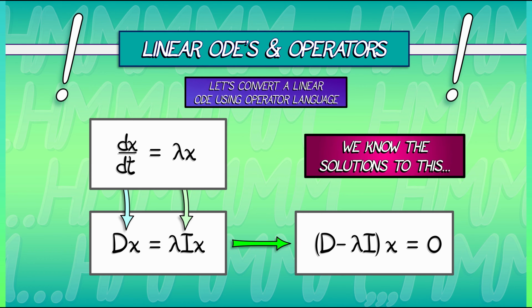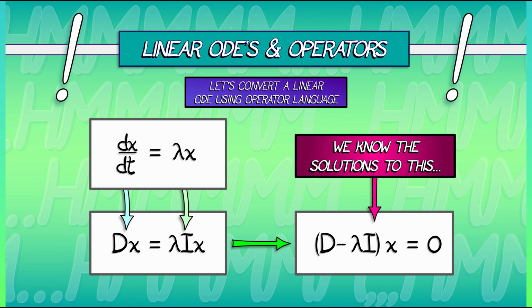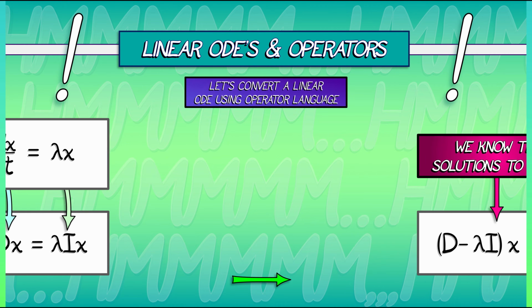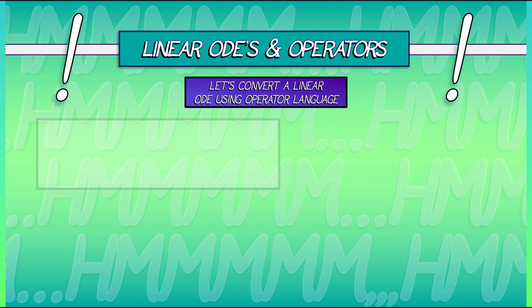Now, based on what we already know, we observe that the solutions, the set of functions x that get sent to 0 when hit with this first-order differential operator, D minus lambda I, are precisely the functions of the form some constant times e to the lambda t. Now, that's not telling us anything new. This is something we already know. It's just translating it into a new notation, an operator notation. But watch this. Let's move from a first-order linear ODE to a second-order linear ODE.